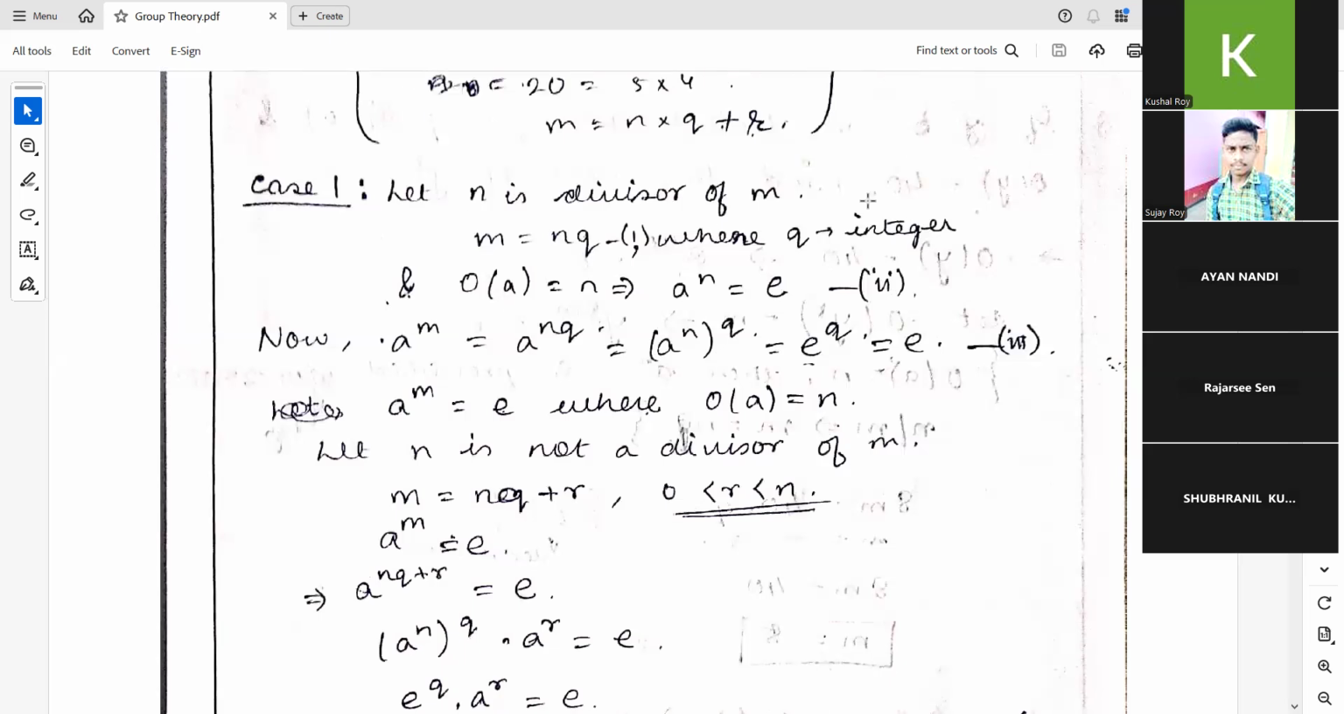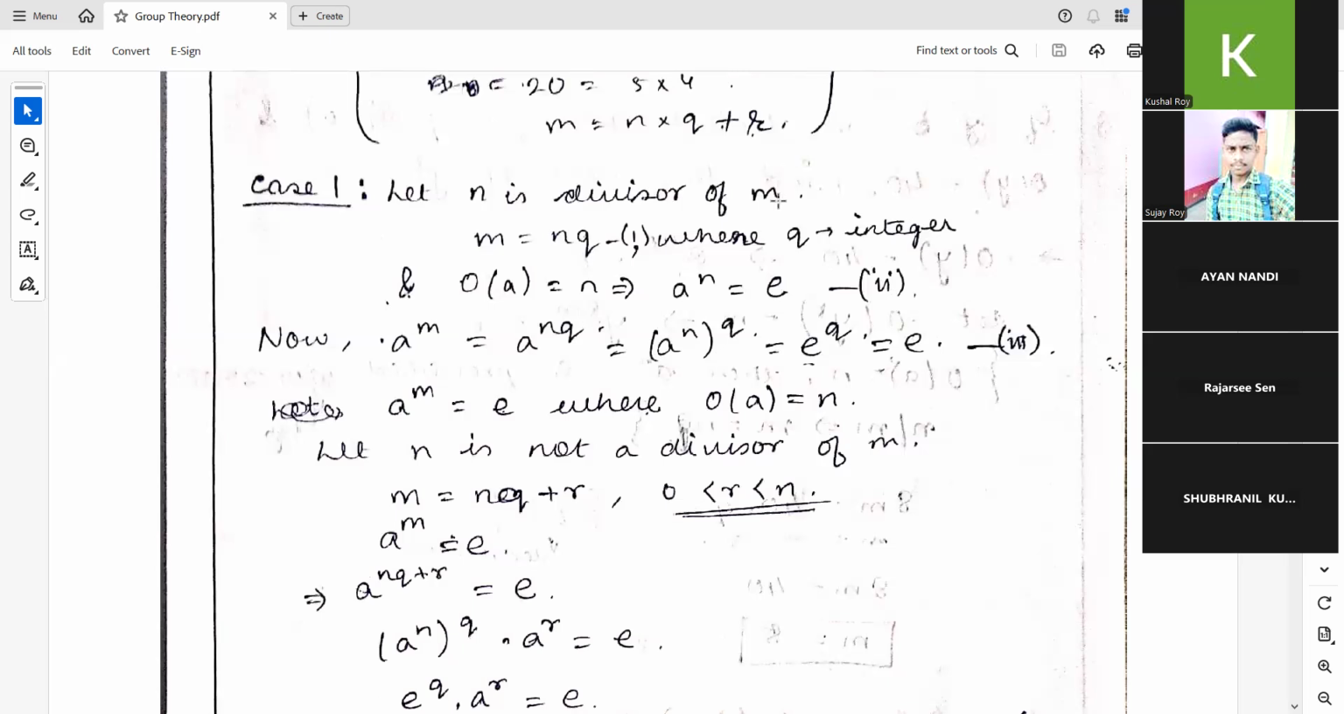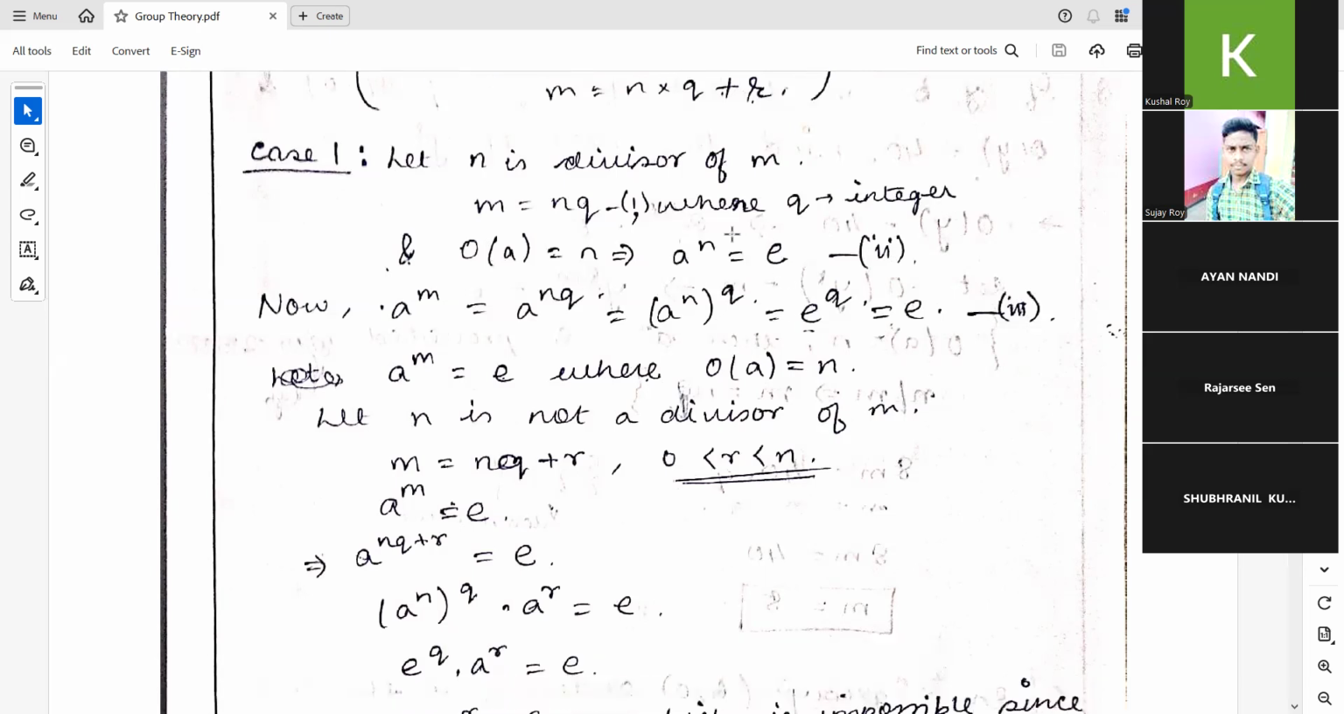If n is a divisor of m, then m is equal to n into some integer q. Okay. So the order of A is n, so it is clear that since the order of A is n, A to the power n is identity. Now, A to the power n is identity, and m is n into q.